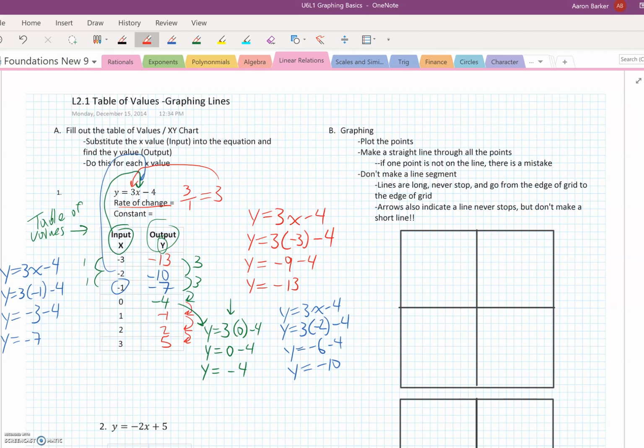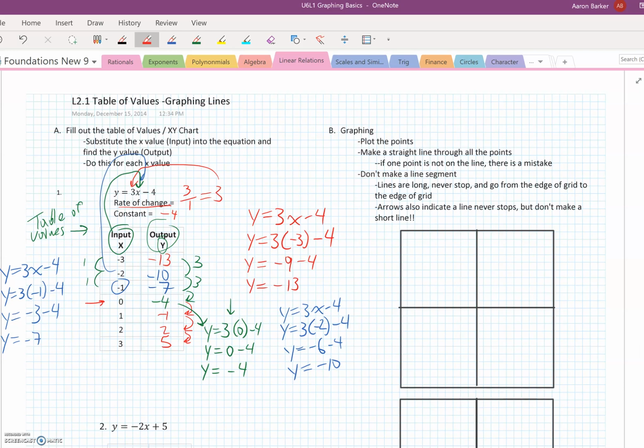Now, what about our constant? Our constant is a value that never changes. So when our input is 0, our constant's value is negative 4. That's another important thing to see. What is your y value when x is 0? Because next year, we're just going to be graphing with those two pieces of information.